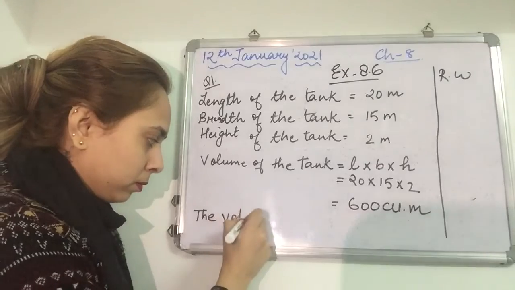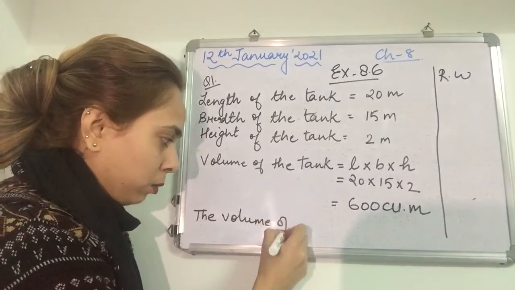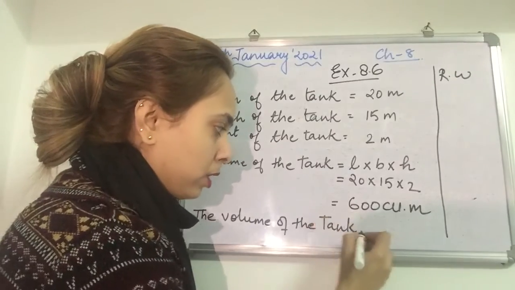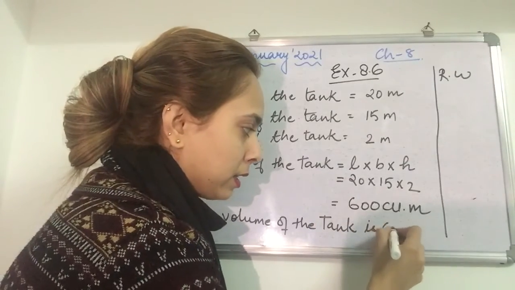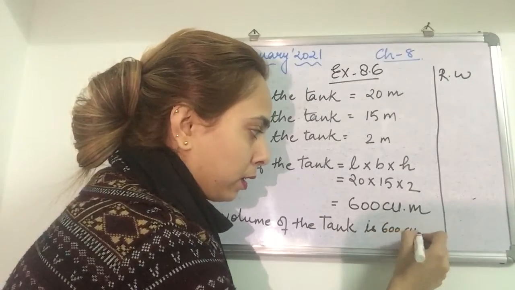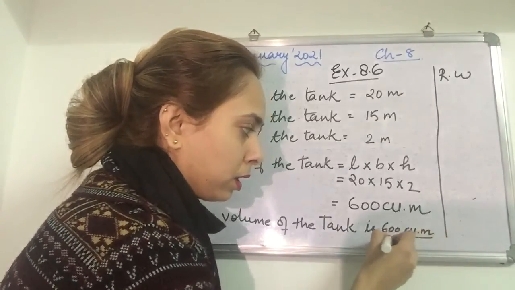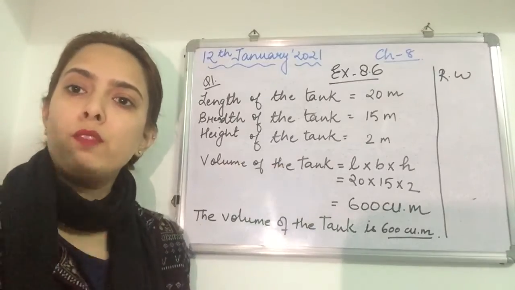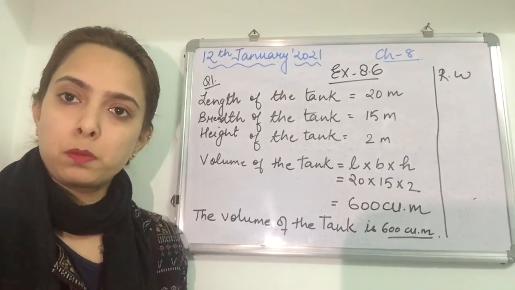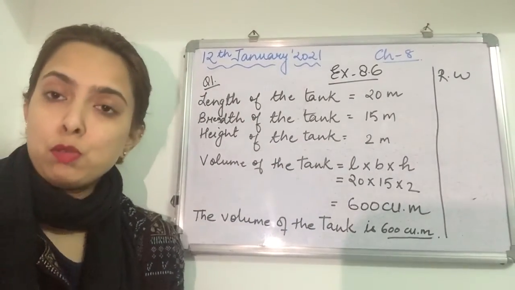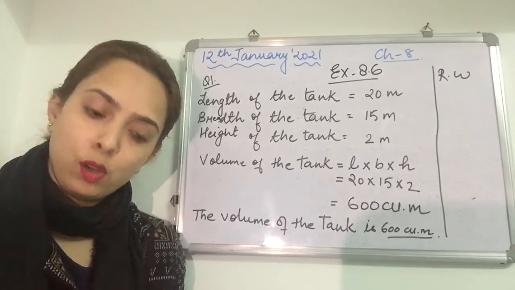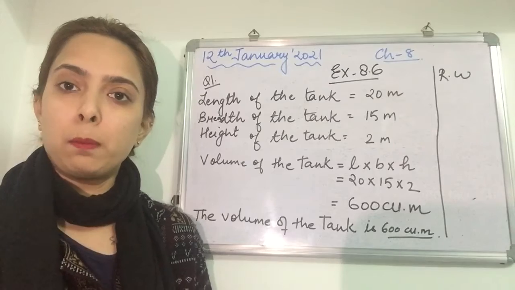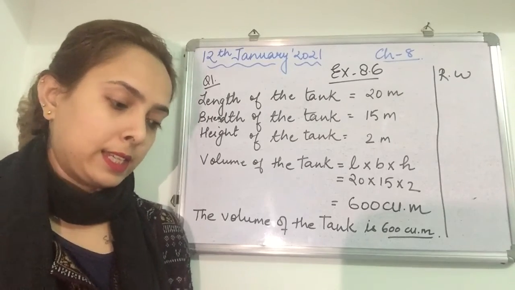The volume of the tank is 600 cubic meter. So in this way we have to solve word problems. Question number 2 and 3 is your homework. Let's start question number 6.